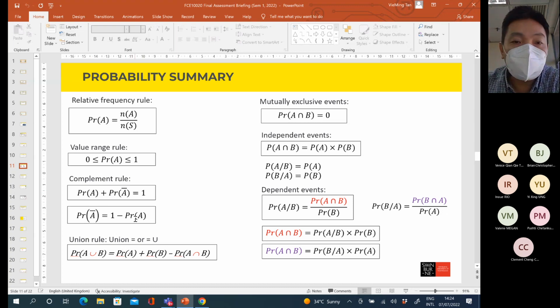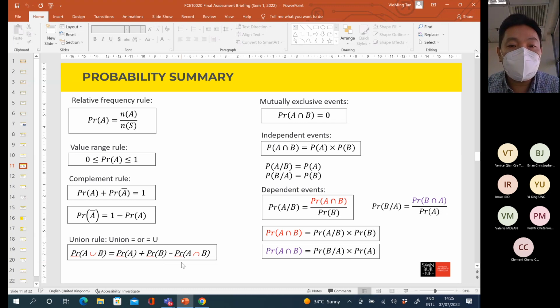Okay, so next is the union concept, the union rule. Usually we use the symbol ∪ to represent union, or we can use the word "or". Or in statistics means union. So if you want to calculate the probability of A union B, then the formula is equal to probability of A plus probability of B minus probability of A intersect B.